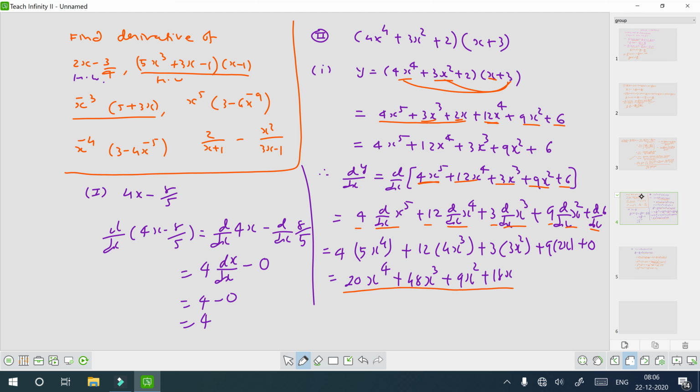Y is equal to x raised to minus 3, 5 plus 3x. And this can also be written as 5 plus 3x over x cube.